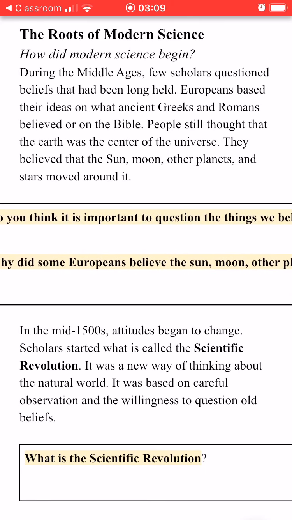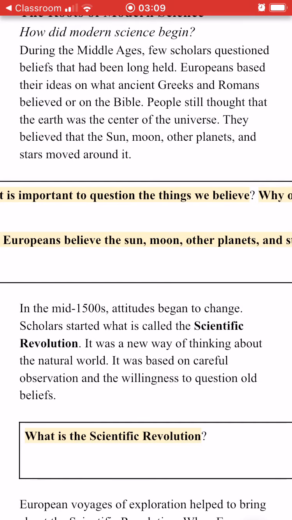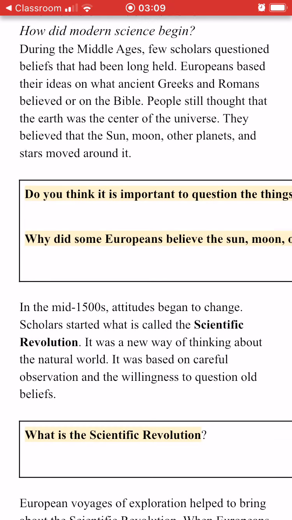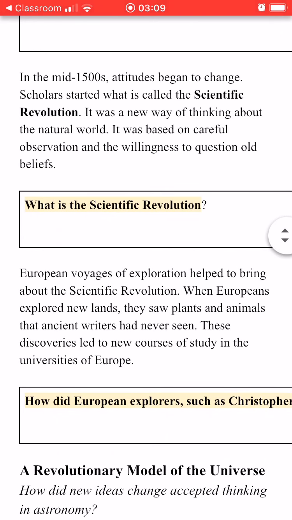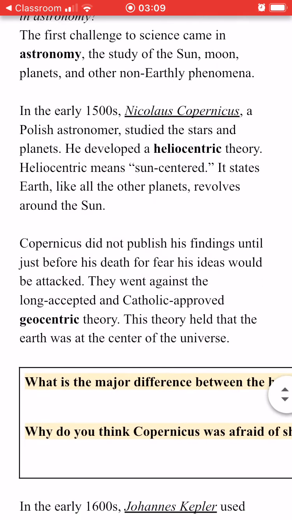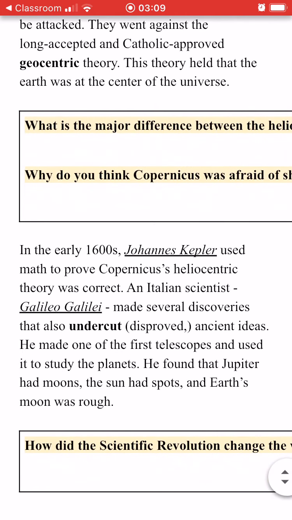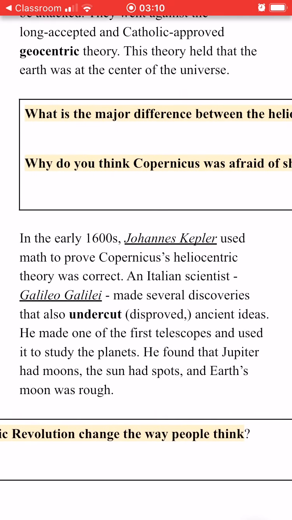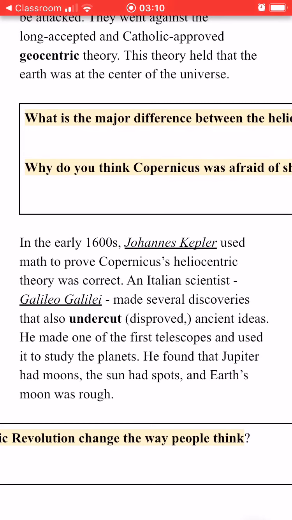Do you think it's important to question the things we believe? So these are things that are still questions to think about today, questioning the things you believe or the things your family believes. Then you're going to find a definition for the scientific revolution. And then you're just going to keep reading, learn more about the geocentric and the heliocentric theories, and just finally answer this final question. How did the scientific revolution change the way people think? So once again, with all this, just continue to look at the text and use the text to back up your responses.